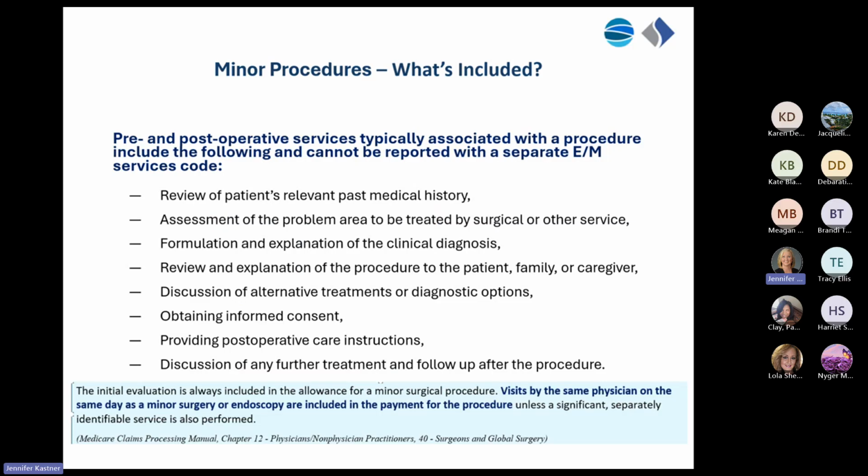Again, these are inclusive to the minor procedure, and these efforts should not be billed or included in the E&M code. These tasks include review of the patient's relevant past medical history, assessment of the problem area to be treated by surgical or other service, formulation and explanation of the clinical diagnosis, review and explanation of the procedure to the patient, family, or caregiver, discussion of alternative treatments or diagnostic options, obtaining informed consent, providing postoperative care instructions, and discussion of any further treatment and follow-up after the procedure.